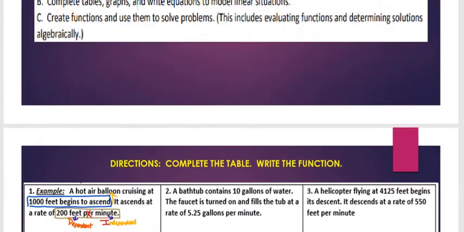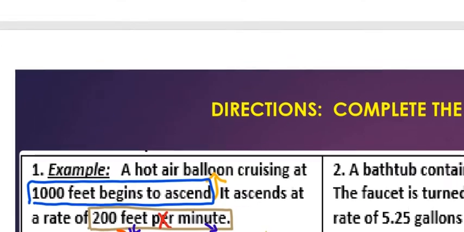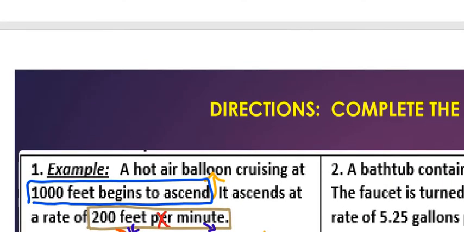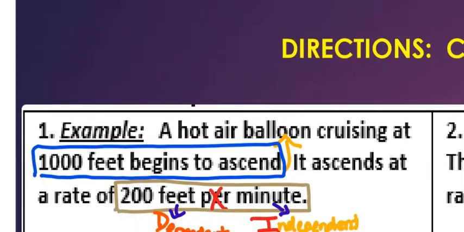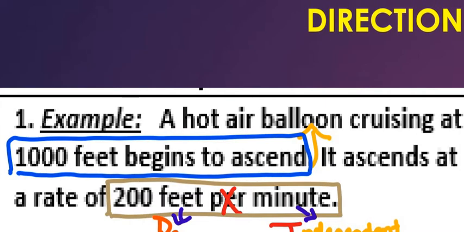Now in this first part we're going to be looking at tables as well as word problems, and we're going to be able to write a function from them. So look at this first one right here. Here's an example. You have a hot air balloon cruising at 1,000 feet, begins to ascend. Ascend means to go up. It ascends at a rate of 200 feet per minute.